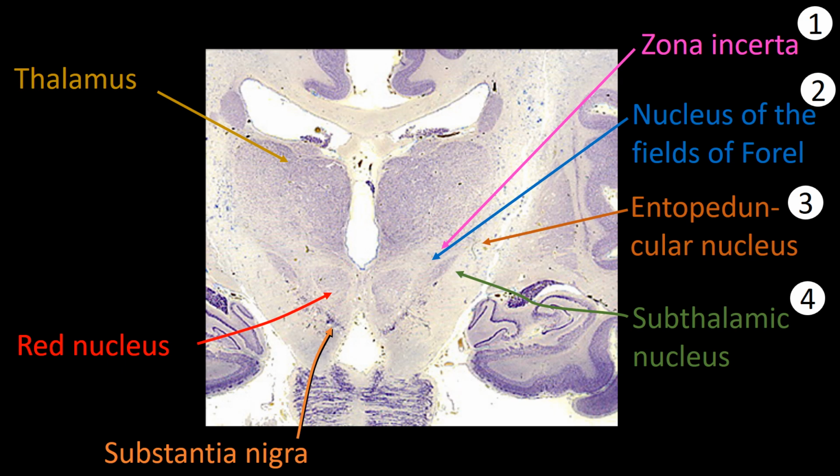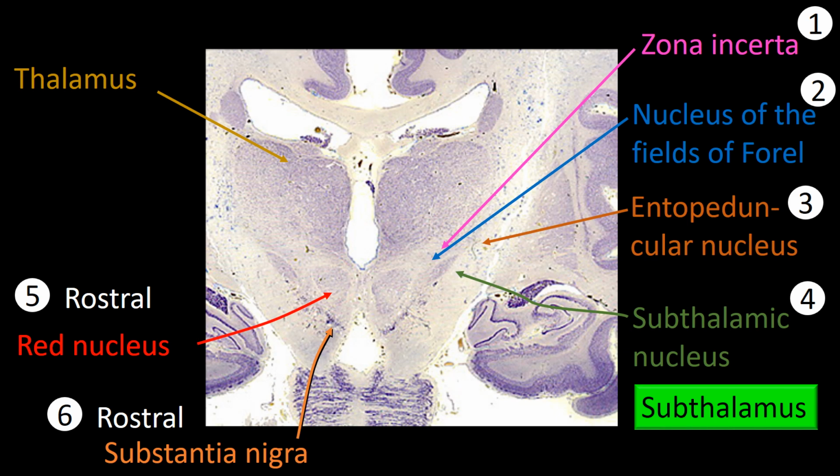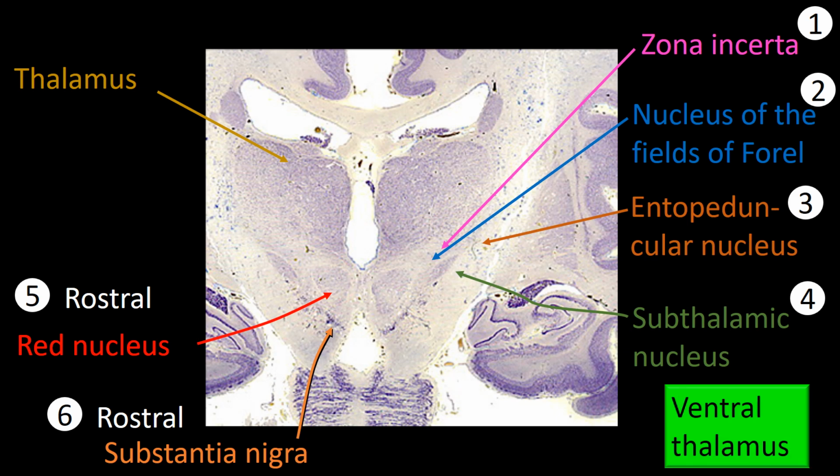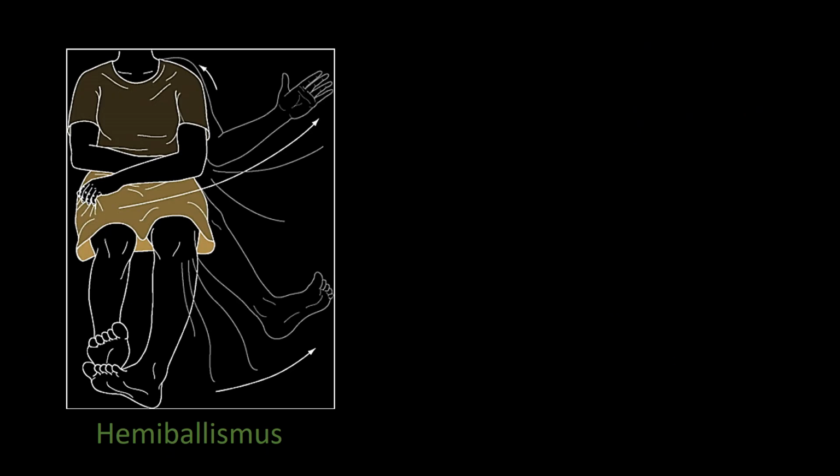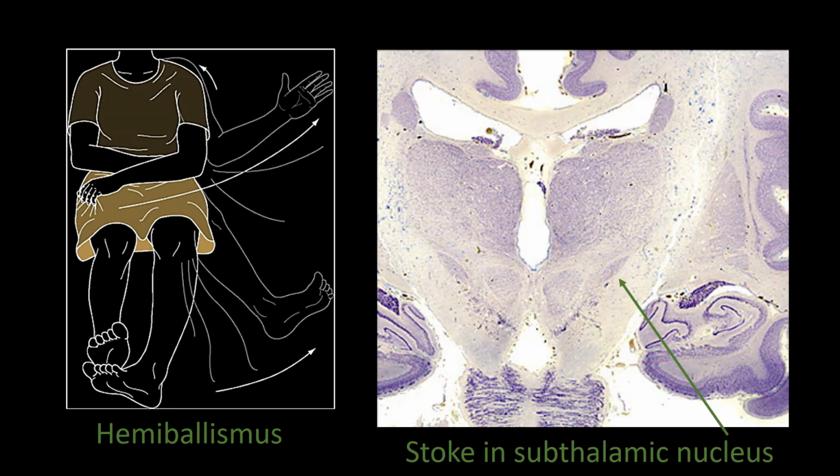These four nuclei, the rostral aspect of the red nucleus and the rostral aspect of the substantia nigra, constitute the subthalamus. That is also called the ventral thalamus. Why is this area important? Because these nuclei are involved in a rare and dramatic disorder characterized by violent movements called hemiballism, usually due to a stroke in the subthalamic nucleus.